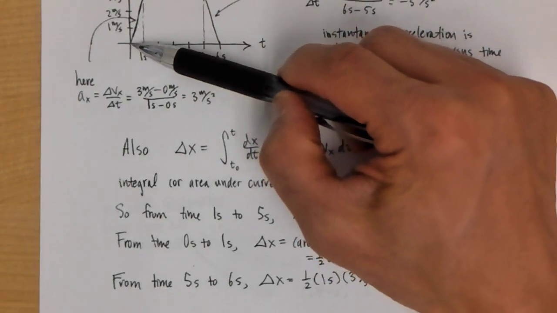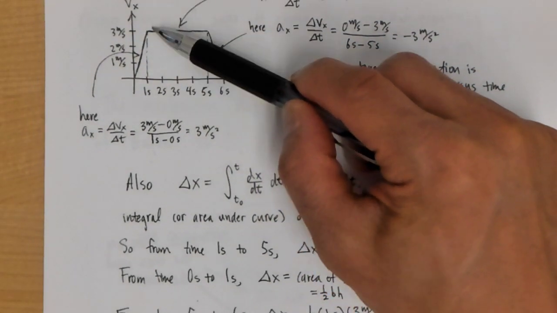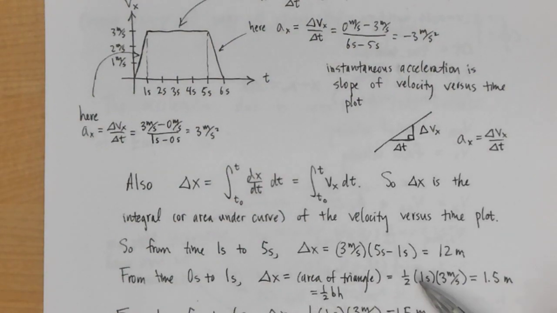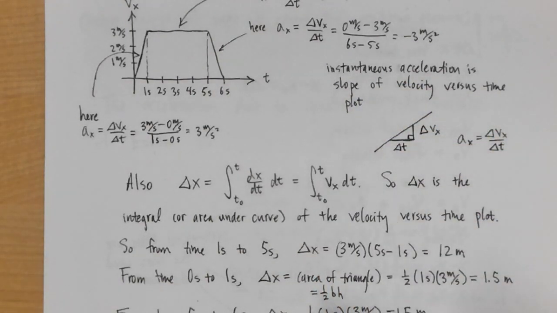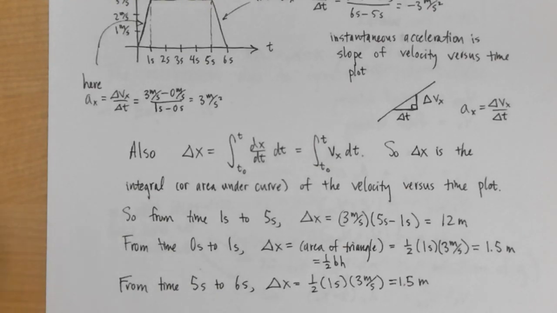From 0 to 1, this is a triangle, 1/2 the base times the height. So we have 1/2, 1 second times 3 meters per second for the height, and that comes to 1.5. And from 5 to 6 seconds, it's again 1/2 base times height, or 1/2 times 1 times 3 meters per second, and that's 1.5 meters again.